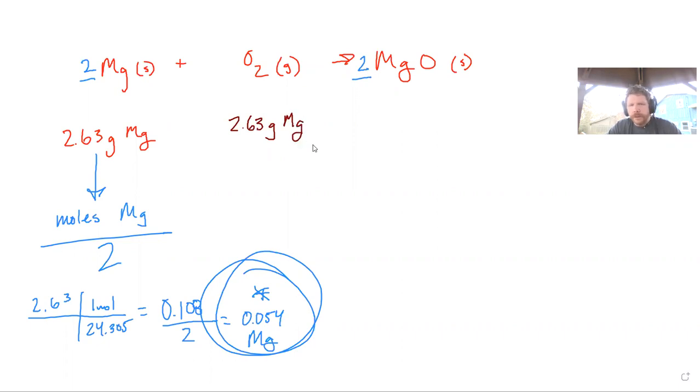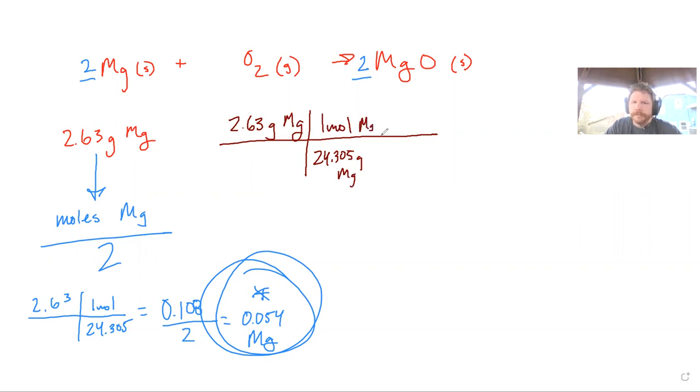What I want to do with this question is first figure out how much of my product is actually going to be generated. Then I'm going to use my 84.3% yield. So I'm going to set up a kind of lengthy dimensional analysis. 2.63 grams of magnesium. I need to convert that to moles of magnesium. So 24.305 grams of magnesium is 1 mole of magnesium.